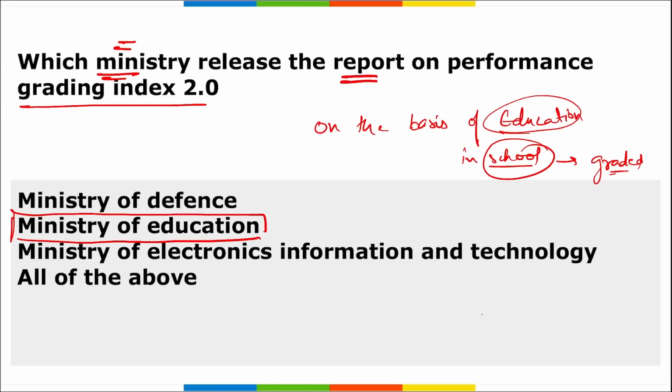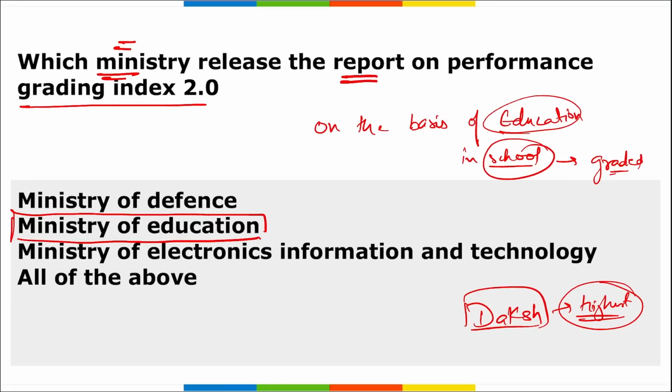Then remember, the grade that has been attained is Daksh. None of the states or UTs has attained the highest grade, that is Daksh. Daksh is the highest grade given to any school or institution for the good quality of education and proper infrastructure provided. So Daksh is not being given to any state or union territory, right?